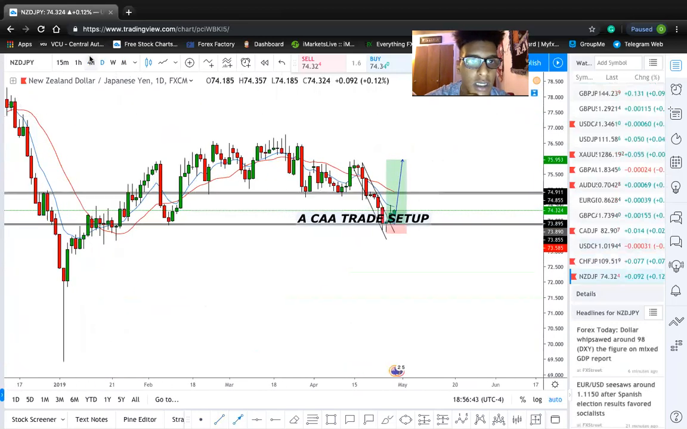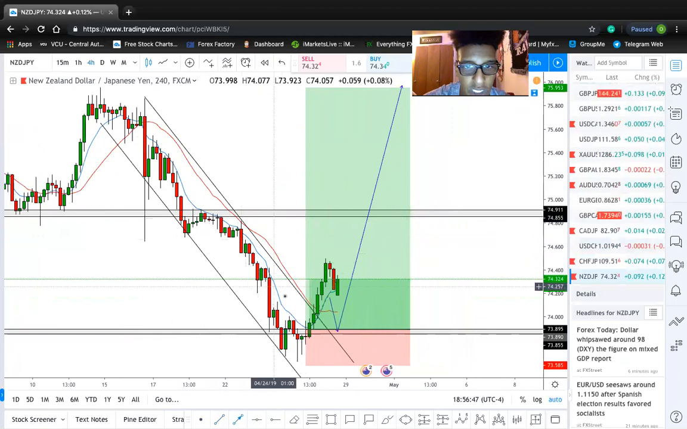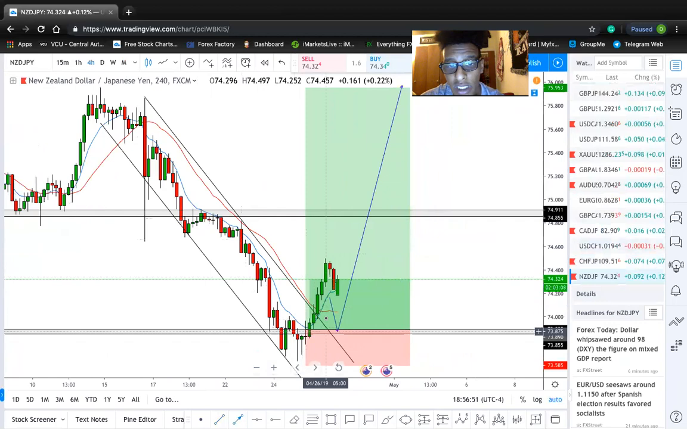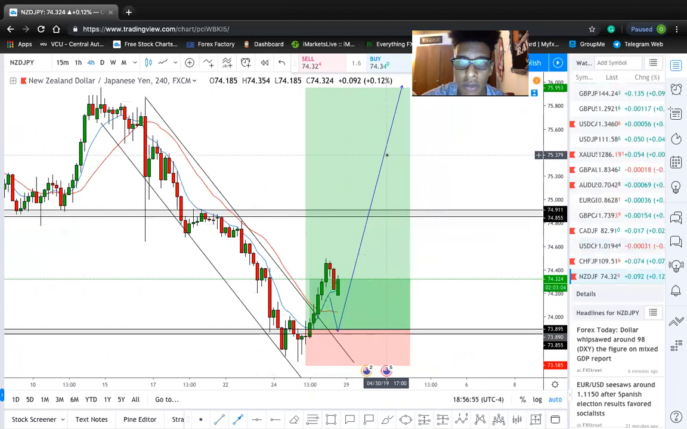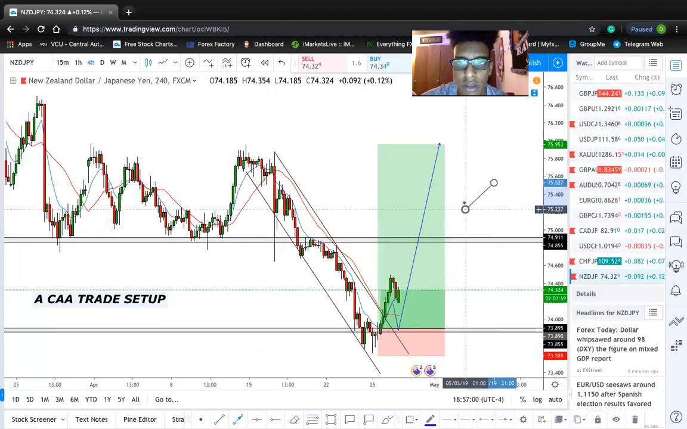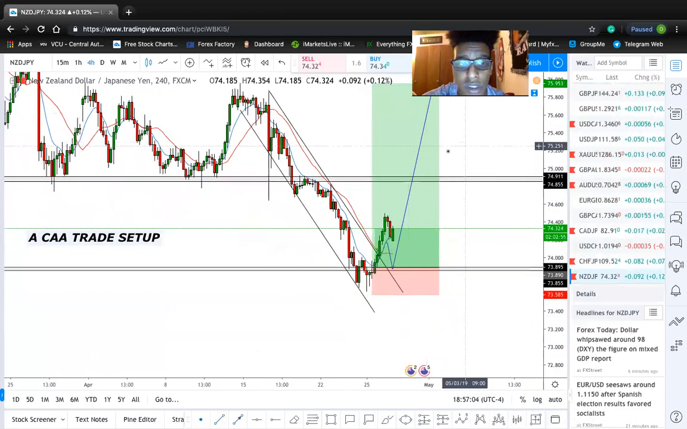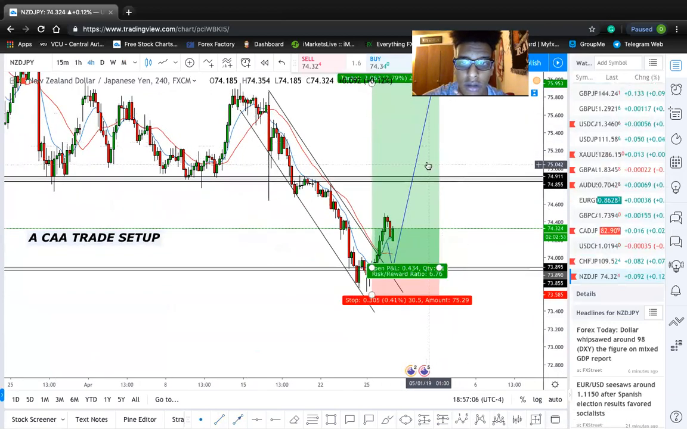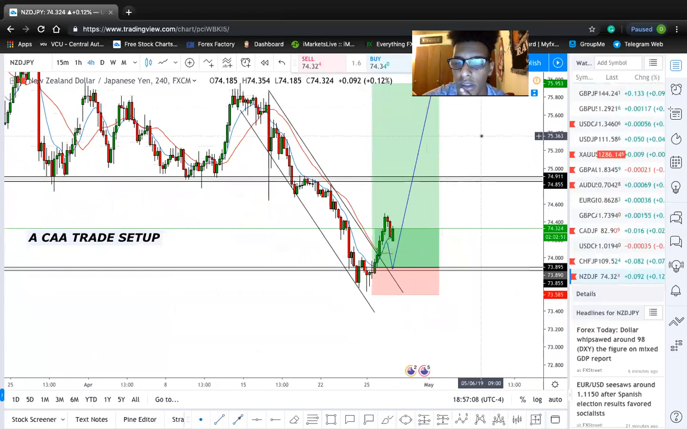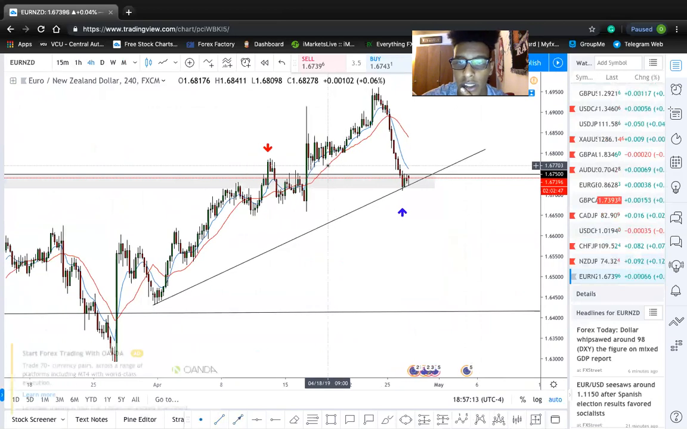NZDJPY. We can see we had this down channel, then a huge impulse to the upside. So I'm trying to see a correction. I believe this is a 61 fib, and potentially you could ride this up. The reason I like this setup is the risk reward on it. I think it's 7-to-1 risk reward. So that's what I'm looking at for NZDJPY.